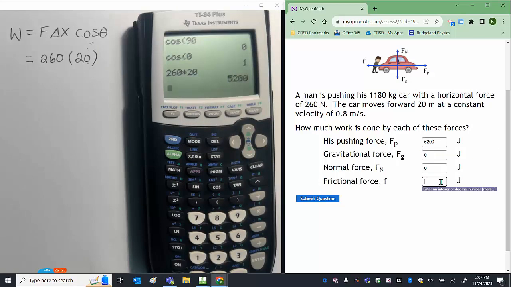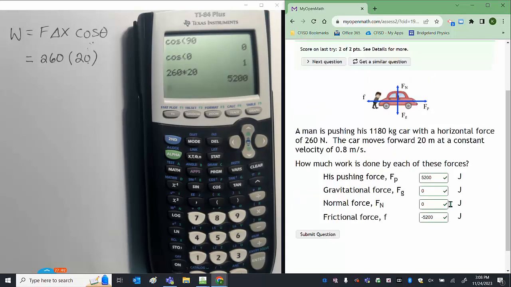Now friction, again, I could calculate frictional force if they gave me some other information, like a coefficient of friction. However, they didn't. But what they did give me were these two words, constant velocity. If I see the words constant velocity, I know that the amount of force from the push is equal to the amount of force from the friction. And if those forces are equal and opposite, then the work done is equal and opposite because it's still going 20 meters. This is the work done by the pushing force, and the work done by friction is negative 5,200. It is equal and opposite, just like the forces are.